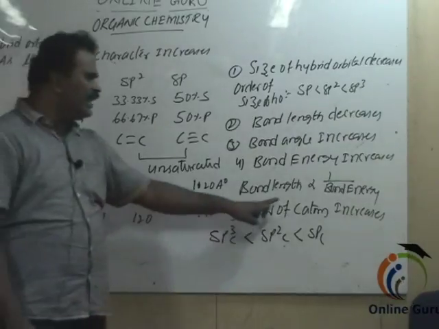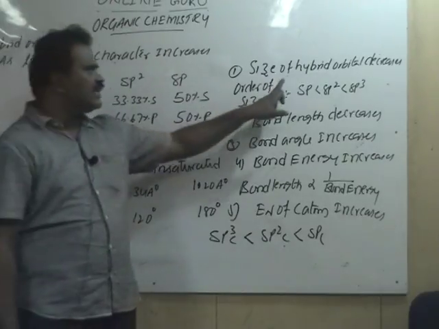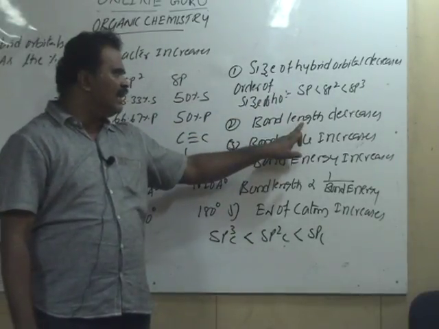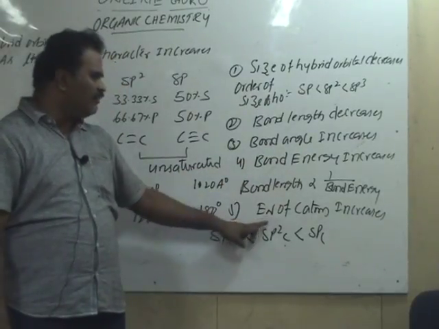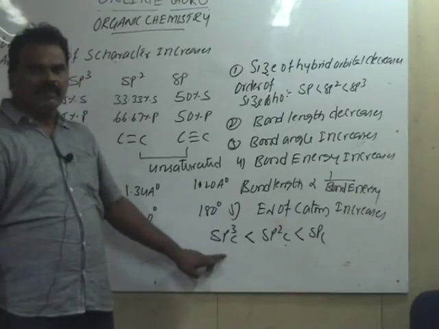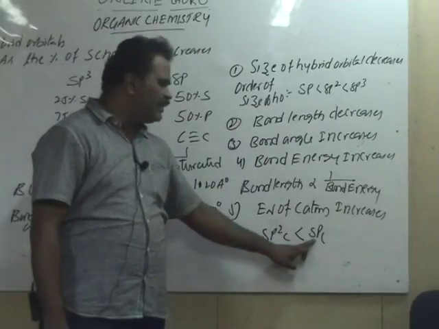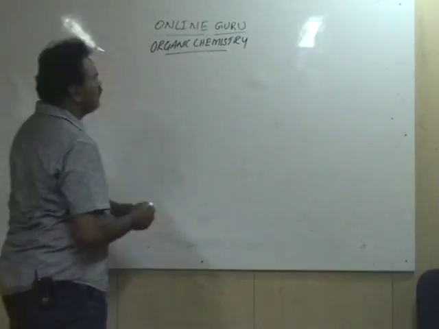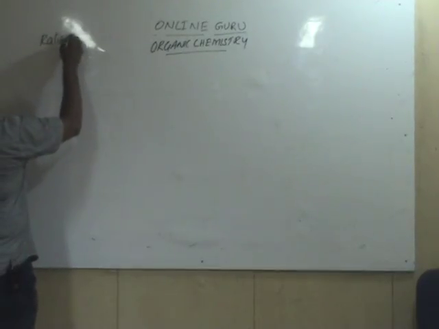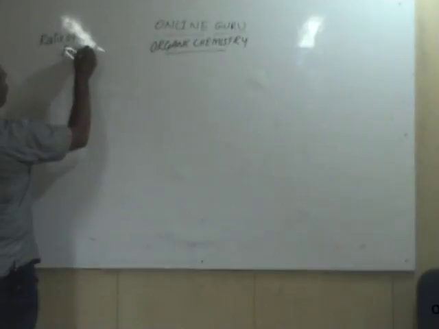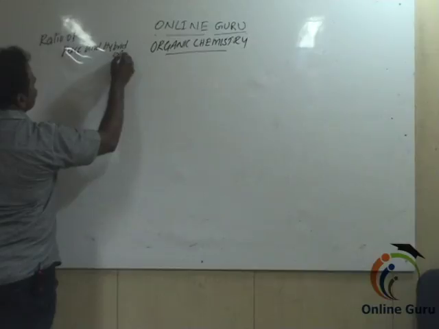So, as the percentage of s character increases, the number of bonds between the two identical carbon atoms increases. That is, bond order increases. As bond order increases, bond length decreases. As bond length decreases, bond energy increases. And as percentage of s character increases, size of hybrid orbital decreases, bond length decreases, bond angle increases, bond energy increases, and the electronegativity of carbon atom increases. sp3 carbon atom is less electronegative when compared with the sp2 carbon atom and the sp carbon atom.